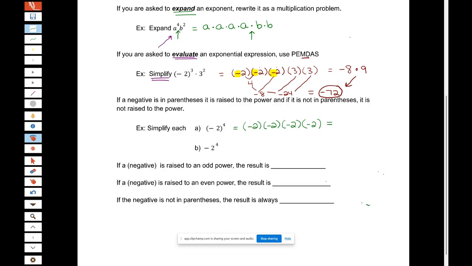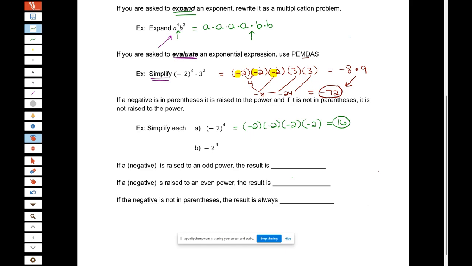Before we work with the numbers, we can look at the negatives, and since there are 4 of them, that's an even number. They're all going to cancel out because every 2 is going to cancel and make a positive. So we know we're going to have a positive answer, and 2 times 2 times 2 times 2 is 16.